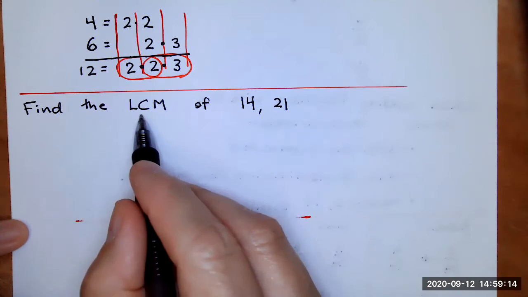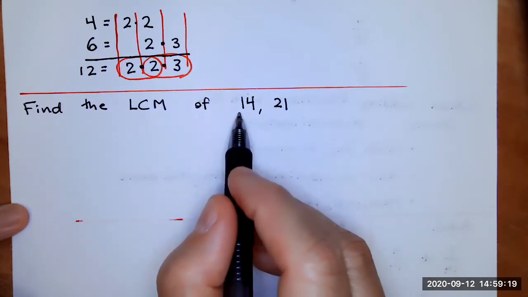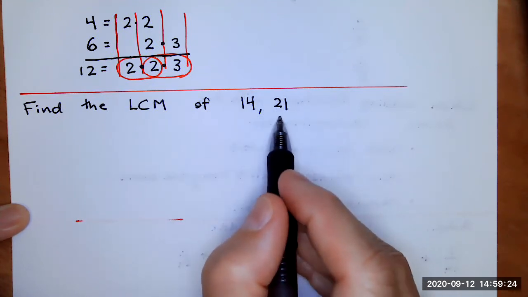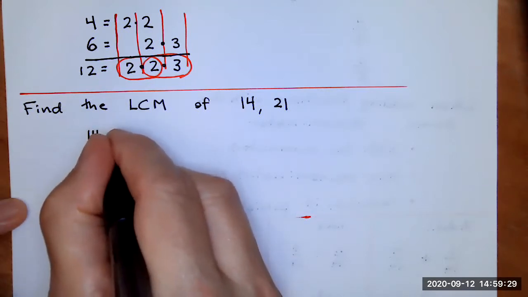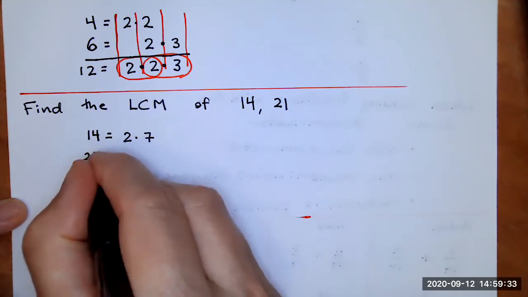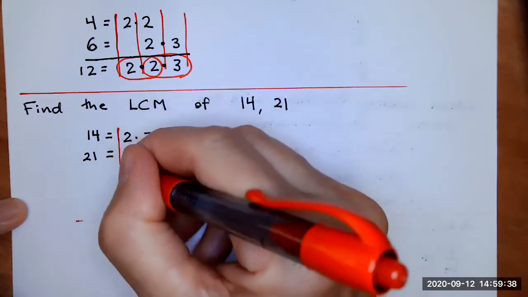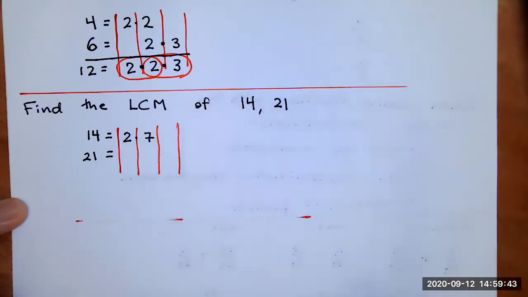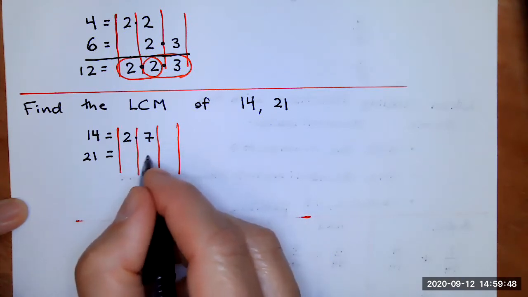Let's find the least common multiple of 14 and 21. So that's the smallest number that 14 goes into evenly and 21 goes into evenly. So we write the prime factorization of 14, which is 2 times 7. Now that I have the factors, I'm going to make a column. So only 2's can go in this column, only 7 can go in this column.